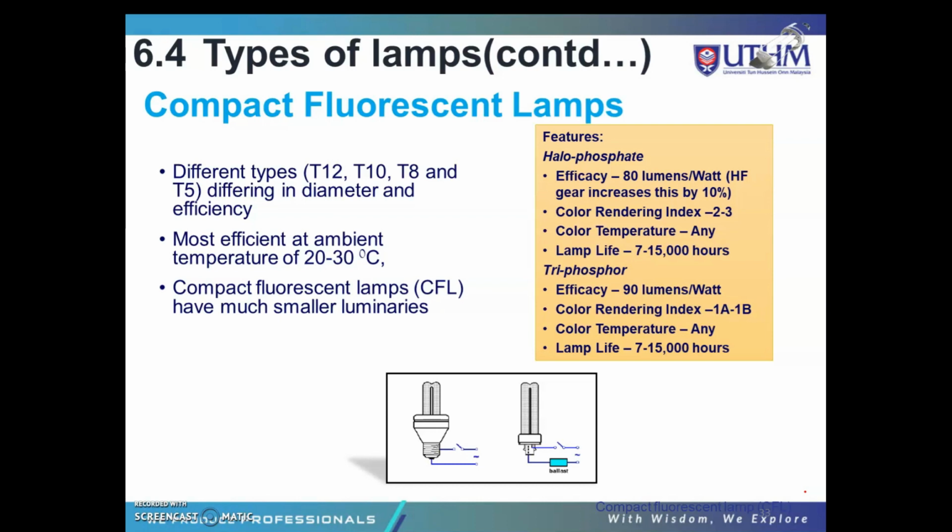Halophosphate efficacy is around 80 lumens per watt. The high frequency gear increases this by 10%. The CRI is 2 to 3. Color temperatures any. Lamp life is 7 to 15,000 hours. And the triphosphor, the efficacy is around 90 lumens per watt. The CRI is 1A to 1B. And the color temperature any. Lamp life is about 7 to 15,000 hours.